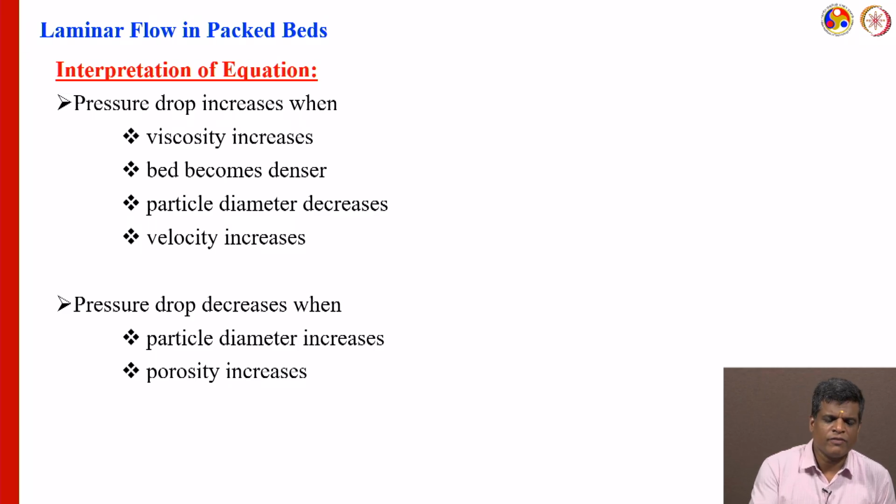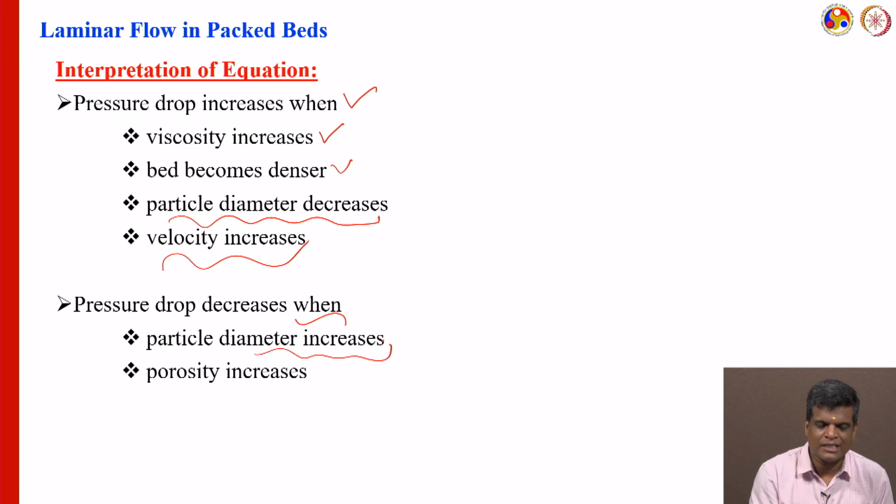So what interpretation does this equation finally give, because we found the laminar Kozeny Carman equation. The pressure drop increases when viscosity increases, when the bed becomes denser, when the particle diameter decreases, and when the velocity increases. But the pressure drop decreases when the particle diameter increases and the porosity increases. These are the interpretations from the previous equation.